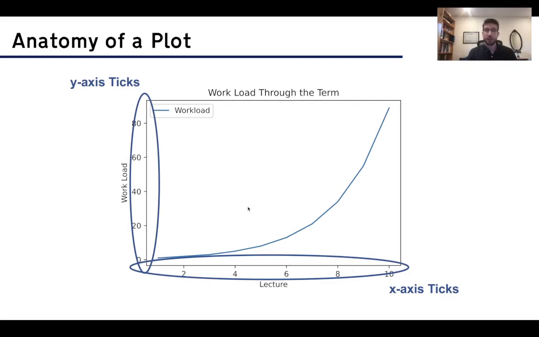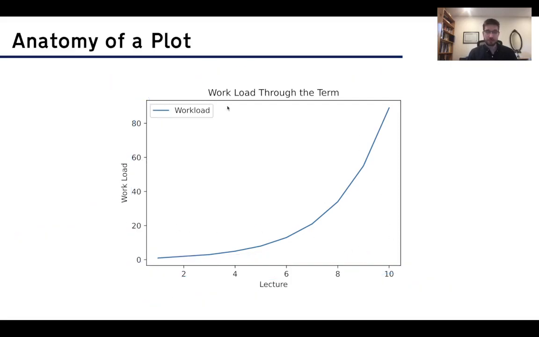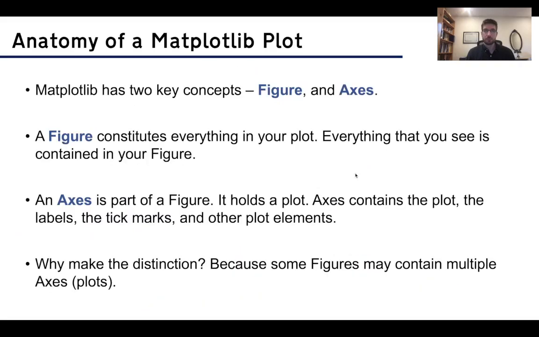You might also have grid lines on the background, and even things like this box itself, the box containing our plot. That's a component. And all of these components can be customized with Matplotlib. And of course, the actual plot that you've made, this line here, or this curve, that is completely customizable through Matplotlib as well. So that's the anatomy of a plot.